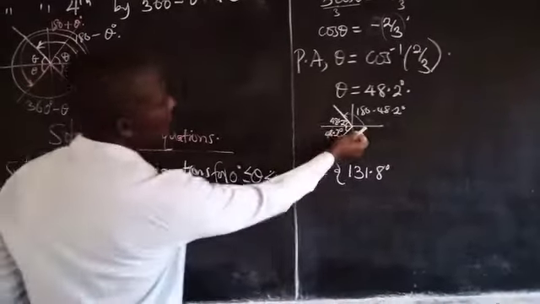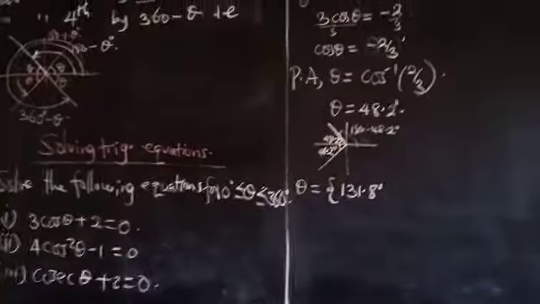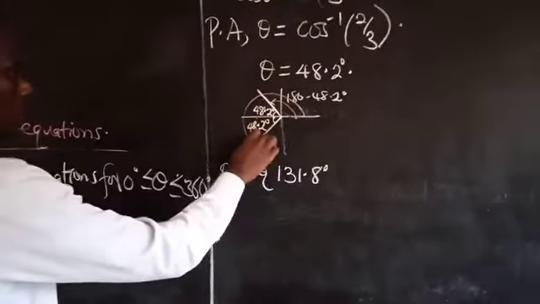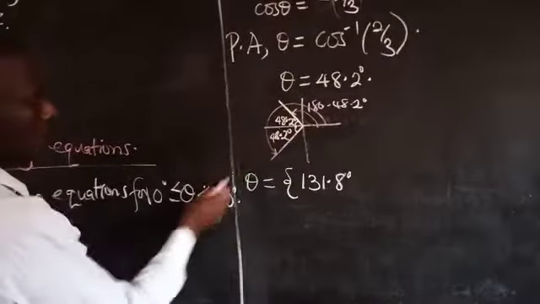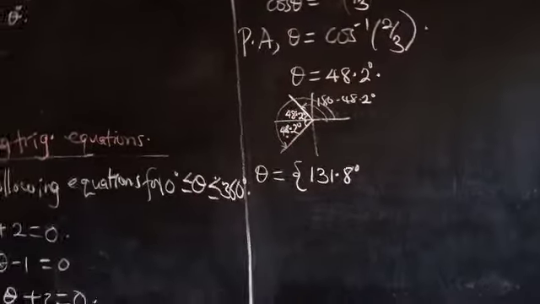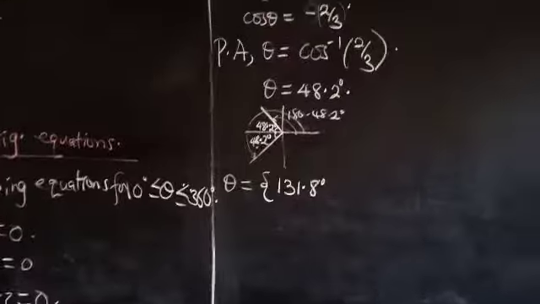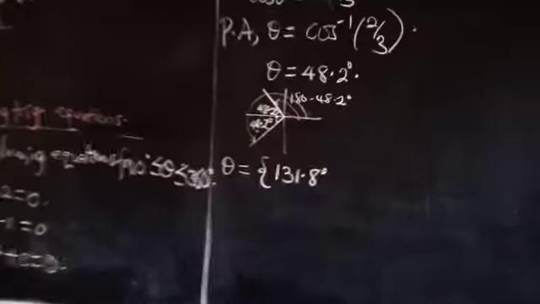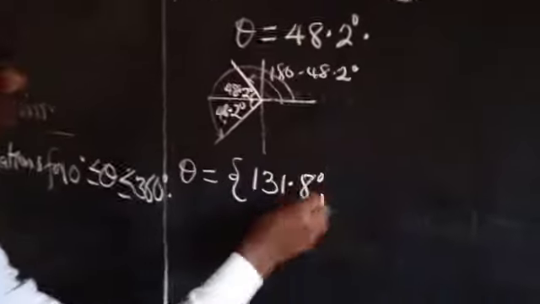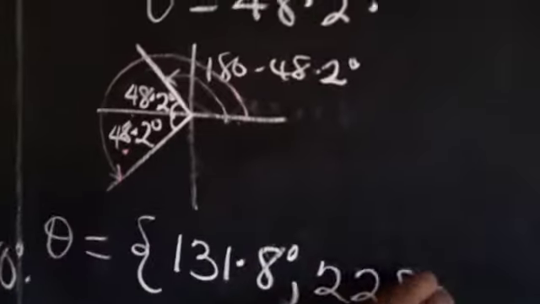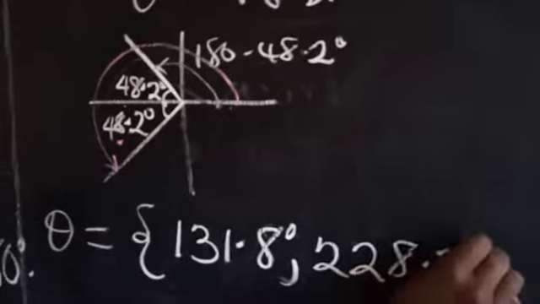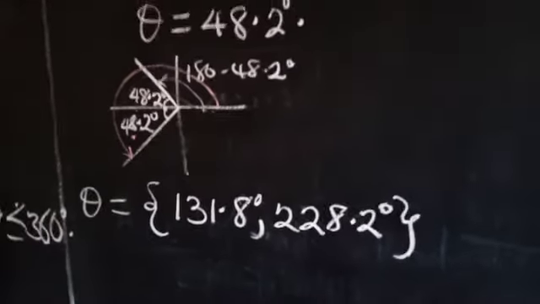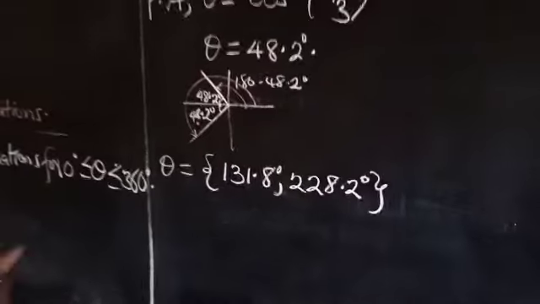Where is the second? The second, you have to move the whole of this up to here, which we said from here to here is 180, then you add this. So what is 180 plus 48.2 degrees? My calculator gives me 228.2 degrees. The two are the values of theta.